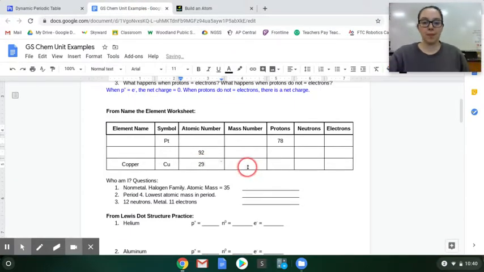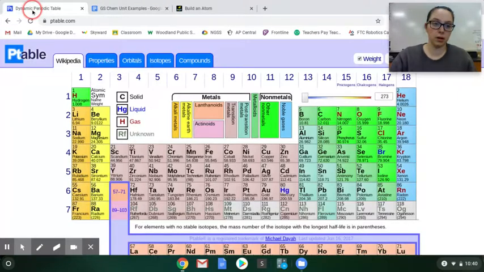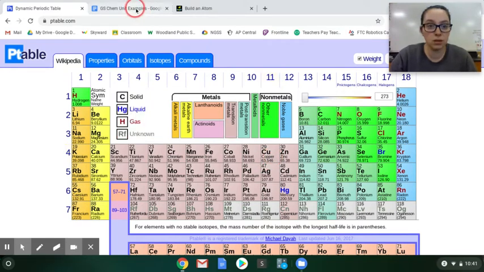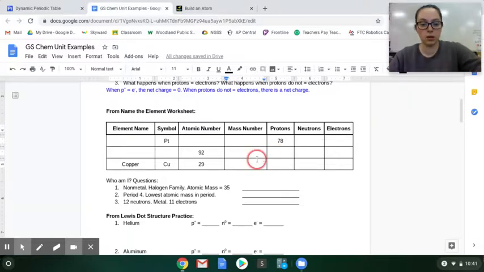Now, my mass number is the other number that I see in the periodic table, and that's this guy, 63.546. Now, I told you in the directions that you needed to round that to the nearest whole number. So when I'm rounding 63.546, it honestly doesn't matter where you round it to, but I see 63.5, so I'm going to round this to 64. You can round it down to 63, doesn't matter. 63.